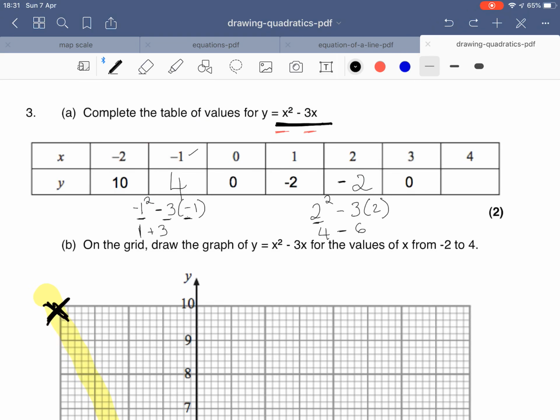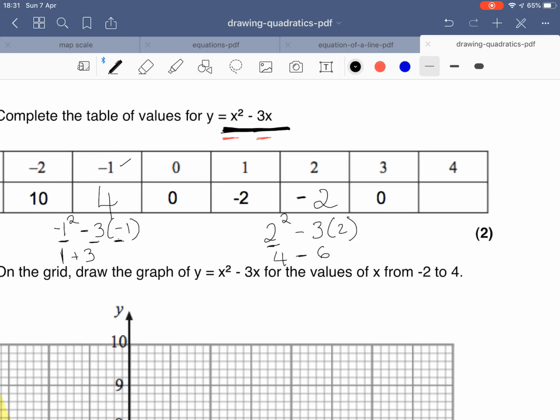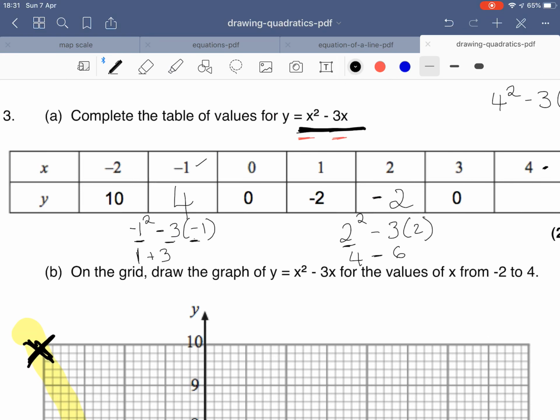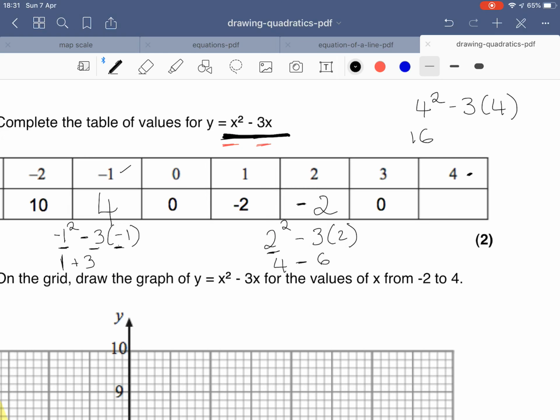Right, next one we got x squared minus 3x still. So this one, where can I put this one? We can do it over here. 4 squared minus 3 times the 4. So it's just this number I'm replacing for x. Okay, because it says these are x values. So we've got 4 squared, that's 16. And we're taking away 3 4s, which is 12. So 16, take away 12 is 4.